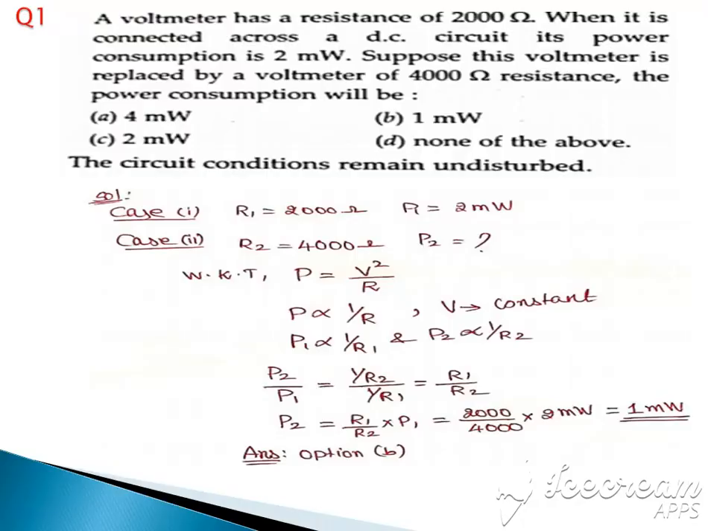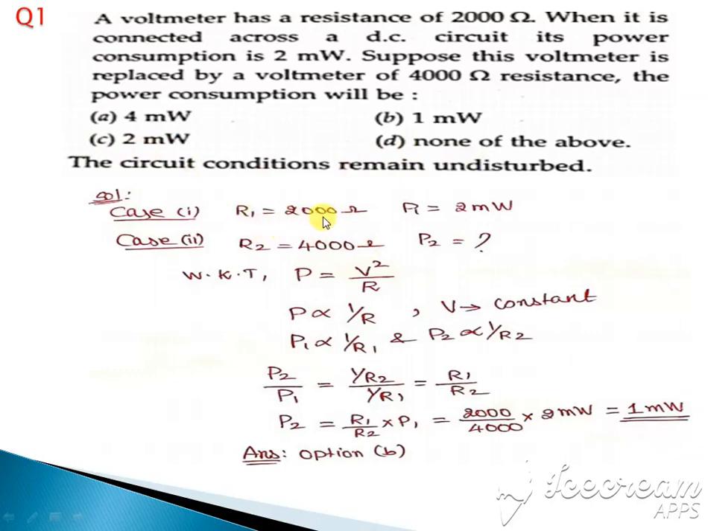So first question, a voltmeter has a resistance of 2000 ohm. When it was connected across a DC circuit, its power consumption is 2 milliwatts. Suppose this voltmeter is replaced by a voltmeter of 4000 ohm resistance. The power consumption will be A 4 milliwatt, B 1 milliwatts, C 2 milliwatt, D none of the above. The circuit condition remain undisturbed.